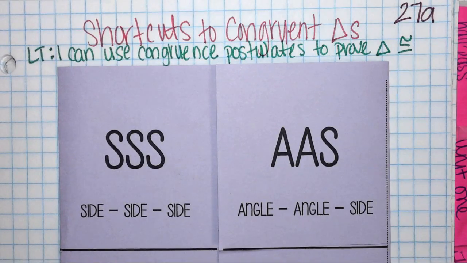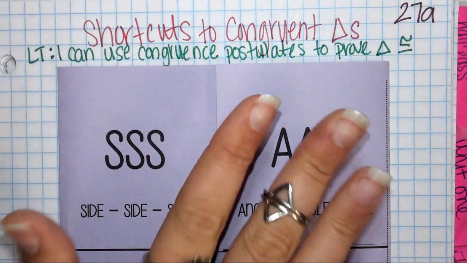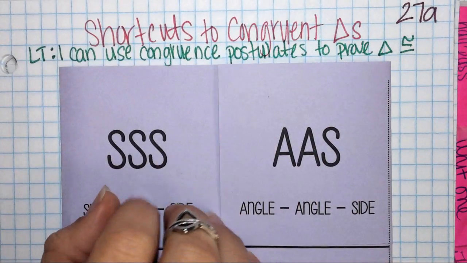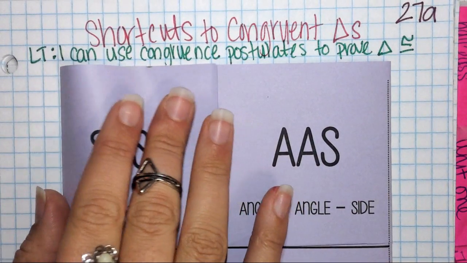Alright, I can use congruence postulates to prove triangle congruence. That's what these are. And we are going to learn how to prove triangles are congruent to each other tomorrow. But today, we're just going to talk about the shortcut.